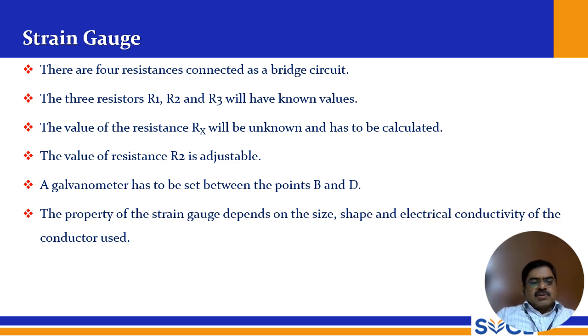There are four resistors connected as a bridge circuit. The three resistors R1, R2, R3 will have known values. The value of resistance Rx will be unknown and has to be calculated. The value of R2 is adjustable. A galvanometer has to be set between the points D and B, as we see in the construction in the earlier slide. The property of the strain gauge depends on the size, shape, and electrical conductivity of the conductor used.